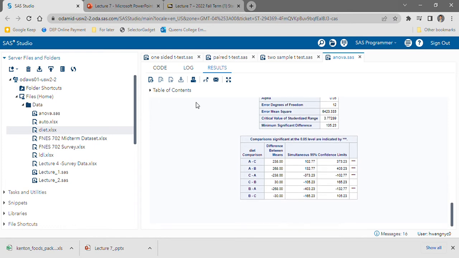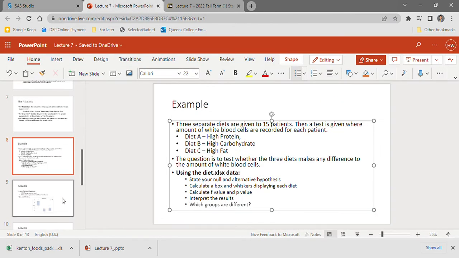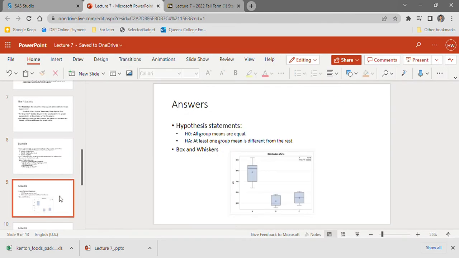Okay, good. So let's come back. So our answers right over here, right? Hypothesis statement, all the groups are equal. Our alternative is at least one group's mean is different from the rest, right? Here's your box and whiskers.